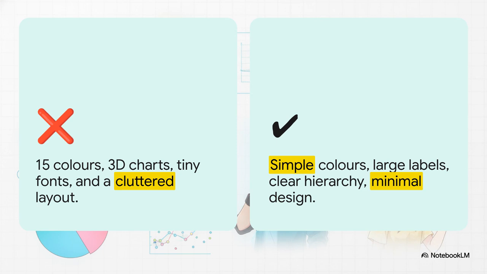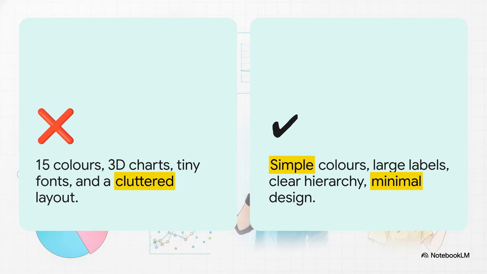Okay, let's dive into this. Think about two totally different approaches. First, you've got this absolute nightmare of a setup. We'll call it Dashboard A. It's got like 15 competing colors, those weird distorted 3D charts, tiny fonts, just a completely cluttered layout. Then, contrast that with Dashboard B. Simple colors, nice big labels, a super clear visual hierarchy, and a really minimal aesthetic.